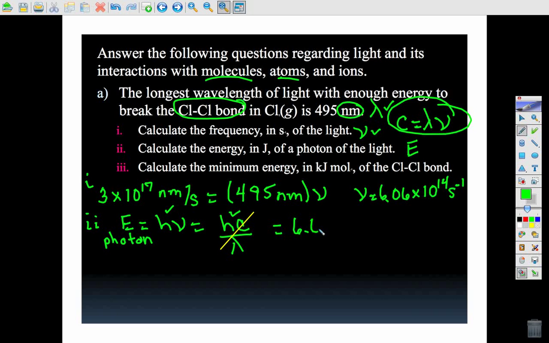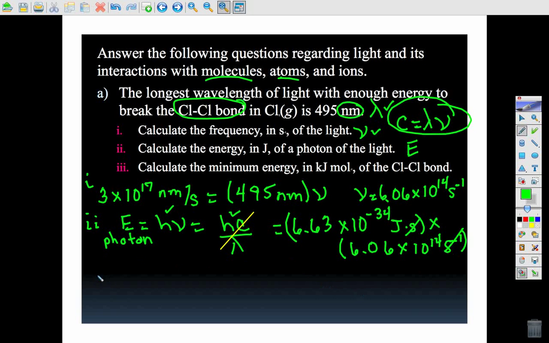So energy is 6.63 times 10 to the minus 34th. Planck's constant is given in joule seconds. And I'm going to multiply that by my frequency, which was 6.06 times 10 to the 14th seconds to the minus 1. And you notice those cancel, and I'm left with joules. So the energy of my photon, if you did the mathematics for that, would be 4.02 times 10 to the minus 19th joules.